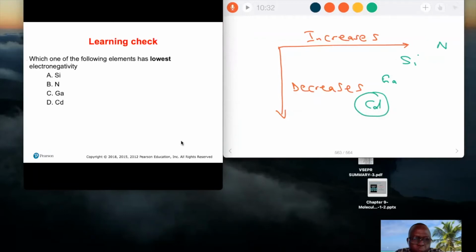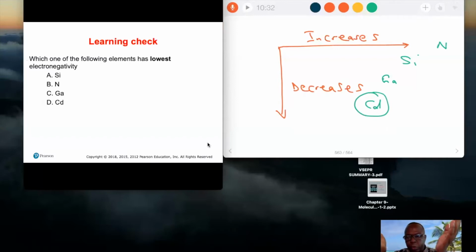If you try to memorize, and you don't know what these chemical symbols stand for, chances are you will find it so hard to figure out what you are looking for. It's my expectation that you know the trend. This has to do with understanding the trend on the periodic table. Any question on this learning check? Any question?